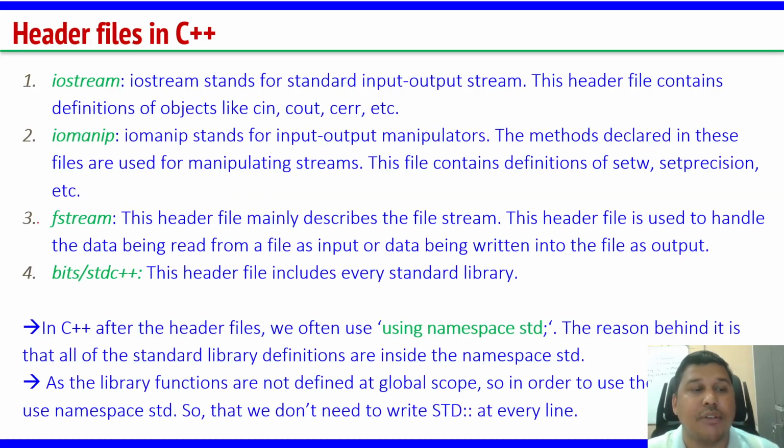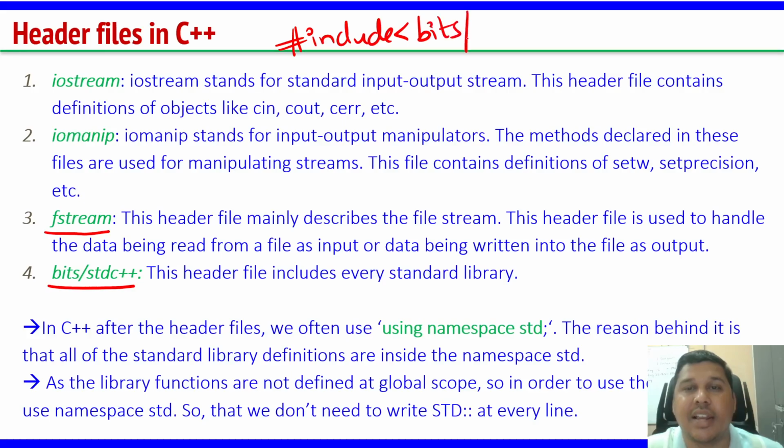So here we have to use fstream for such kinds of operations. And the last one is bits/stdc++. Instead of using all these three, you can even use this. You have to write #include and then give bits/stdc++ like this. You can give this header file.